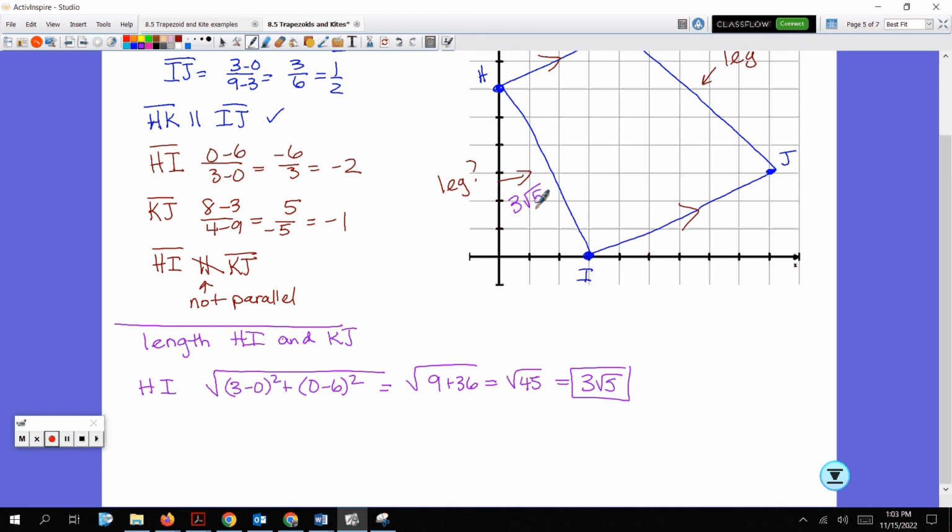Let's just check KJ. All underneath that big square root. All right, KJ, we have 9, 3, and 4, 8. So 4 minus 9, and 8 minus 3. 4 minus 9 is negative 5. Negative 5 squared is 25. 8 minus 3 is 5. 5 squared is 25. All right, I can see that they're not parallel. You should know that this reduces to 5 root 2.